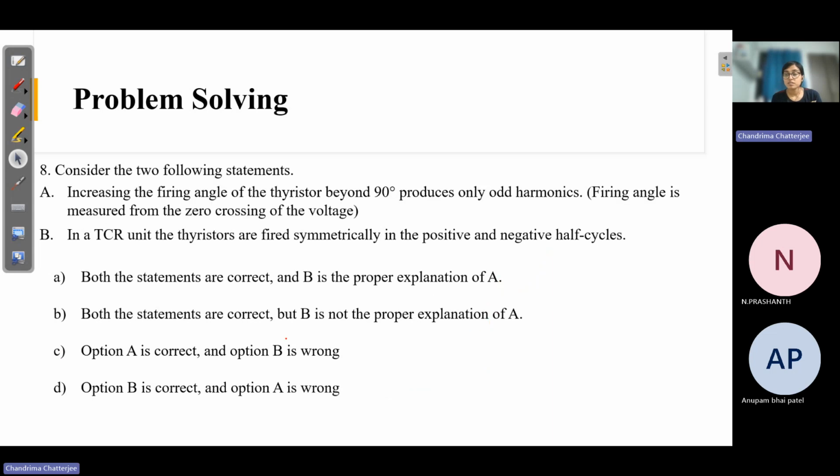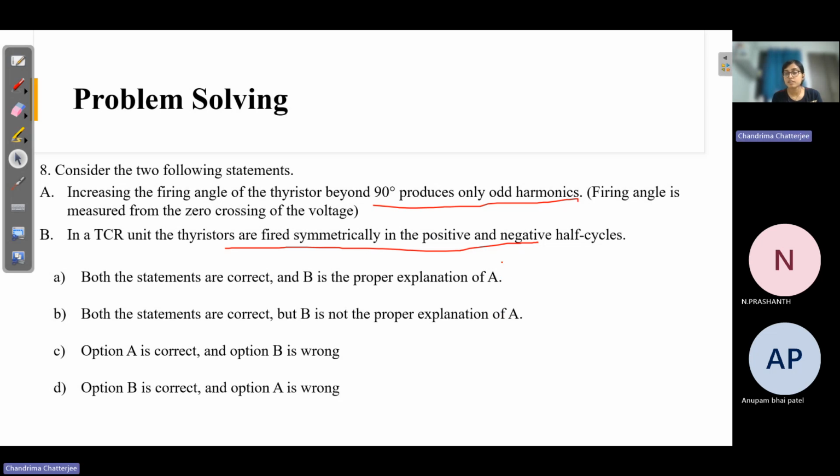The next question. Consider the two following statements. Increasing the firing angle of the thyristor beyond 90 degree produces only odd harmonics. In a TCR unit, the thyristors are fired symmetrically in the positive and negative half cycles. So this is true. Increasing the firing angle beyond 90 degree produces only odd harmonics. That is true. And why is that so? Because the thyristors are fired symmetrically. So is this the correct explanation or not?